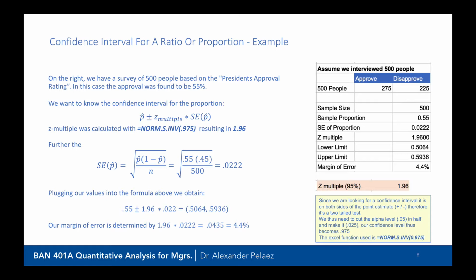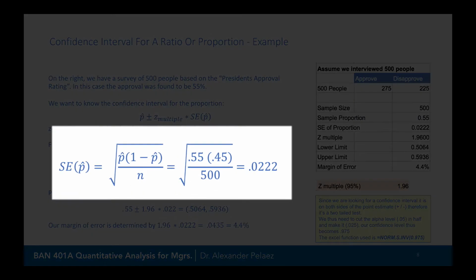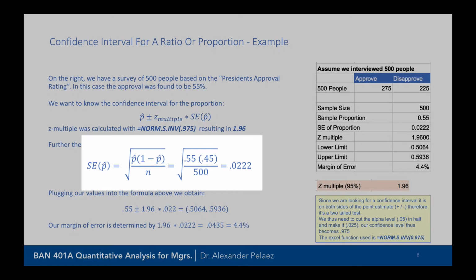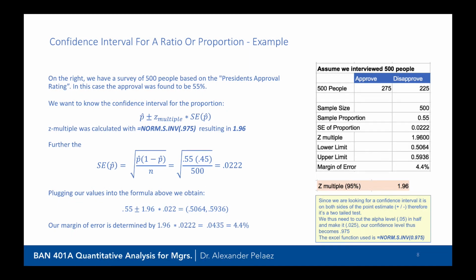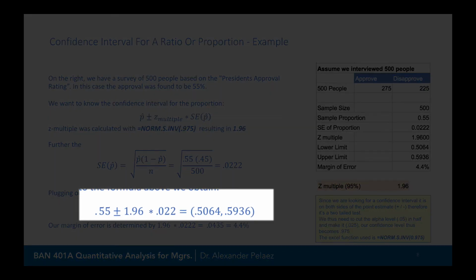Further, we have the SE of p hat equal to the square root of p hat times 1 minus p hat over n from our formula, which is 0.55 times 0.45 divided by 500, and this gives us 0.022. We plug these values back into the formula, and we end up with 0.55 plus or minus 1.96 from our z multiple, which equals 0.506 for the lower bound and 0.59 for the upper bound.